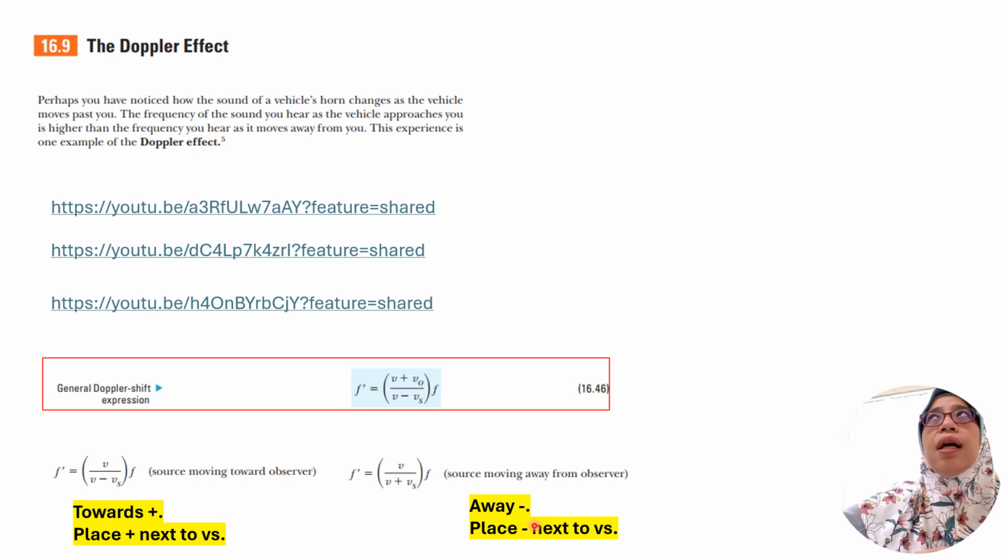Right. Next adalah what is this V? Yang V single ni apa? Tadi kita define V source and then frequency source kat sini, frequency observer kat sini kan. Right. V ni adalah speed of sound. Speed of sound. Salin.